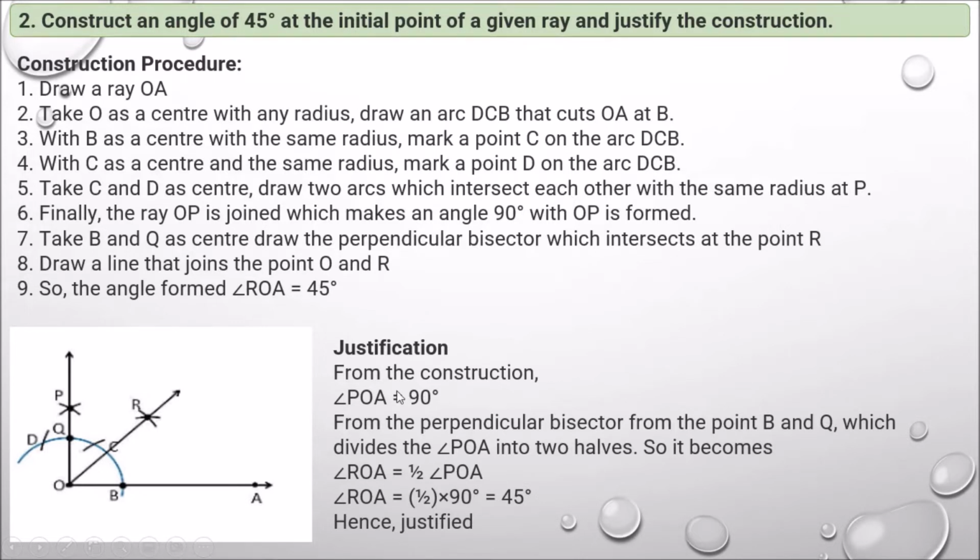Now we have to justify this. From the construction, angle POA is 90 degrees, and the perpendicular bisector from the points B and Q divides the angle POA into two halves. So angle ROA equals half of angle POA. So angle ROA equals half of 90 degrees, that is 45 degrees. So it is 45, hence it is justified.